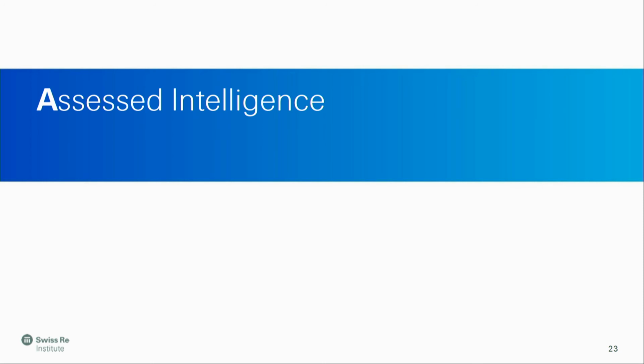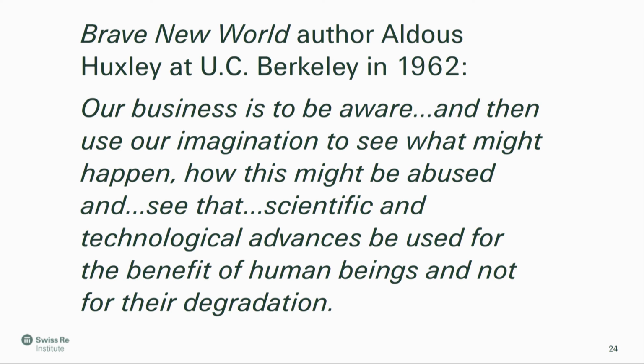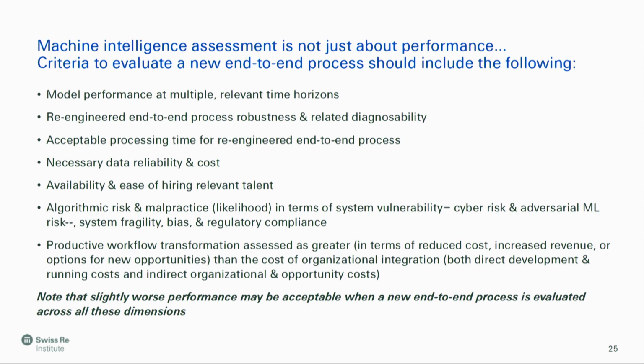The third AI we should be spending more time on, assessed intelligence. Now, I graduated from UC Berkeley and taught there for a while, and in 1962, Aldous Huxley gave a great talk where he talked about how our business, and he was speaking to academics, is to be aware and then use our imagination to see what might happen, what might be abused. And I think this is an important notion to keep in mind. Because if we really want to do a better job of implementing these types of tools into enterprises, we need to be constantly assessing how they work.